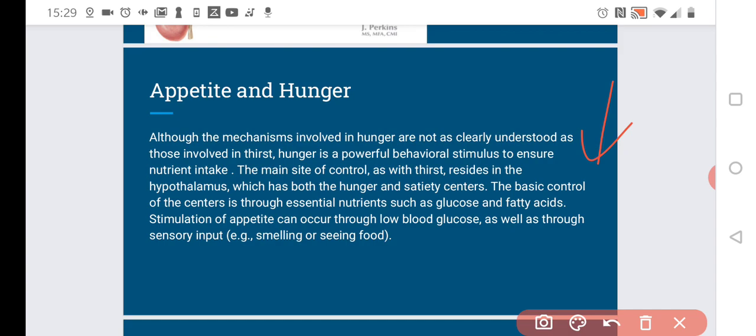In the case of the feeling of fullness, that is the lack of hunger, the satiety, we have the hormone called leptin, yes, and the presence of leptin will generally stop the hunger.